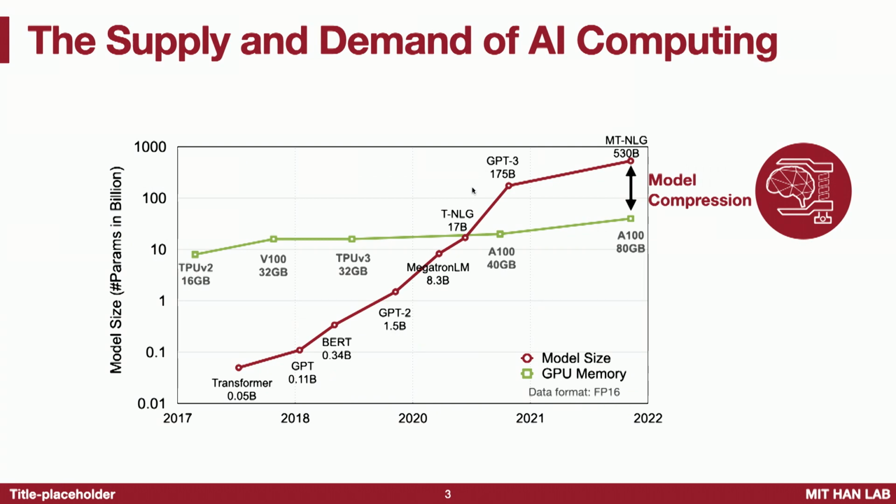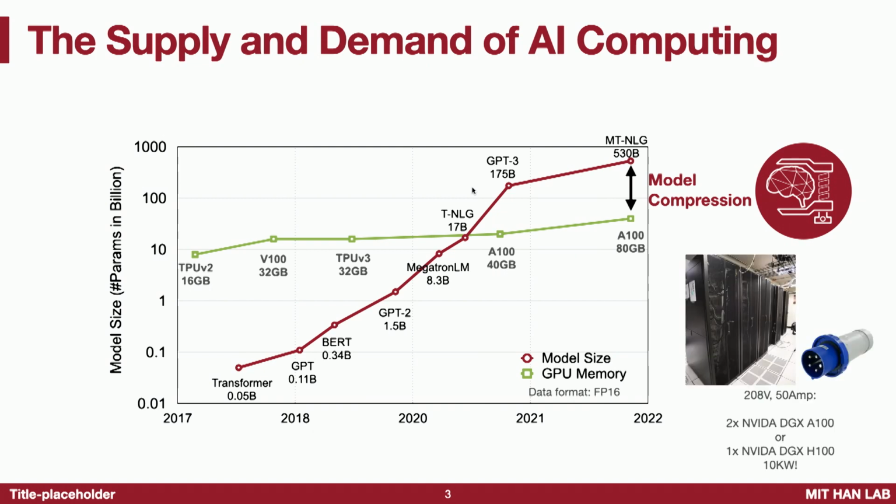Nowadays, this figure is showing the supply and demand for AI computing, where the GPU memory is growing slower, while the large language model size is growing at a much faster speed. And the gap is becoming larger, so it is very helpful to have model compression techniques to reduce the gap, to reduce the model size, reduce the compute, and remain the same accuracy.